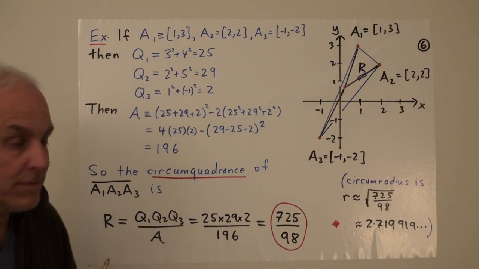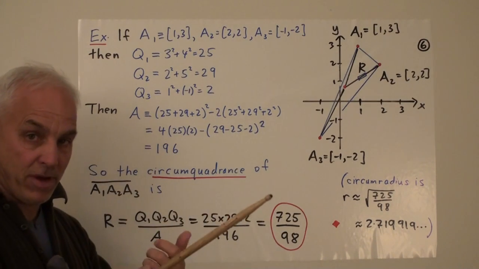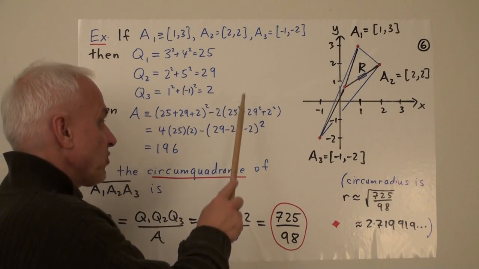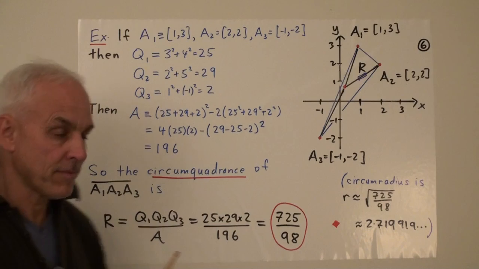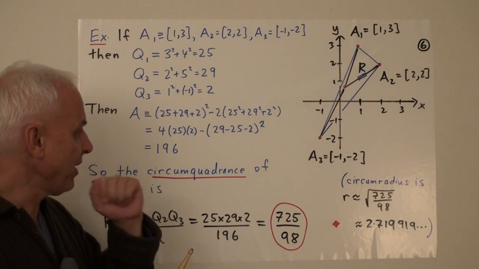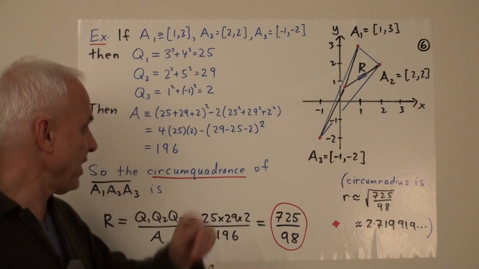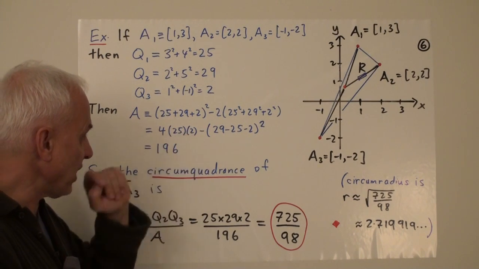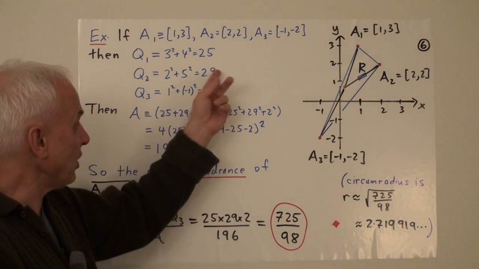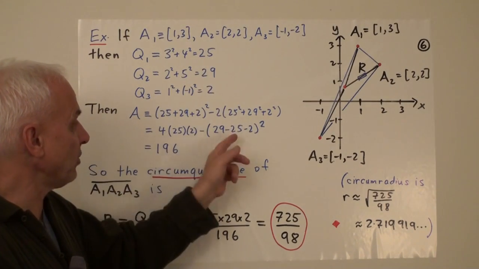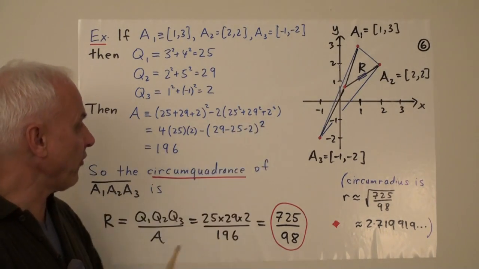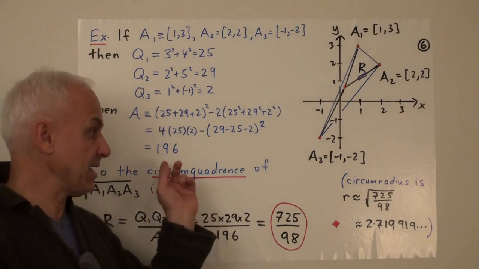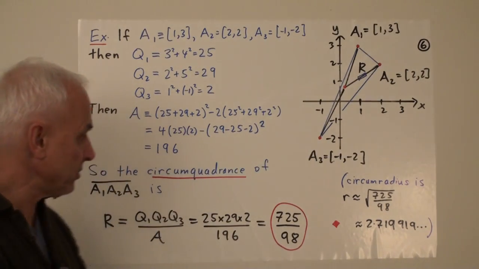The quadrea, here's the formula for that, that's basically the triple quad formula: (25 + 29 + 2) squared minus 2 times (25 squared plus 29 squared plus 2 squared). An alternate formula, which is often computationally simpler, is to take 2 out of the 3, let's say 25 and 2, and take 4 times 25 times 2, and then subtract the difference between the third one, 29, and these other two, 25 minus 2, all squared. Either way, you get 196 for the quadrea. So that's 16 times the square of the area of this triangle.